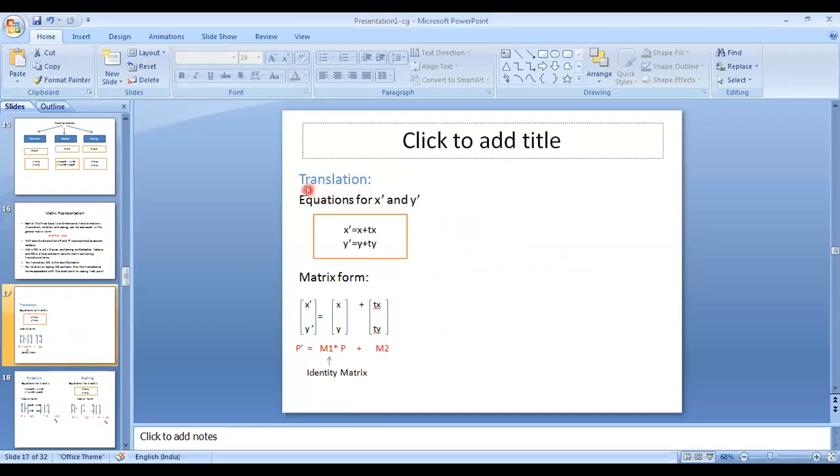Now let us come to the first one, that is translation. Coming into translation, we know the equations for the new x dash and y dash: x dash is equal to x plus tx and y dash is equal to y plus ty, which I can represent in matrix form like this.